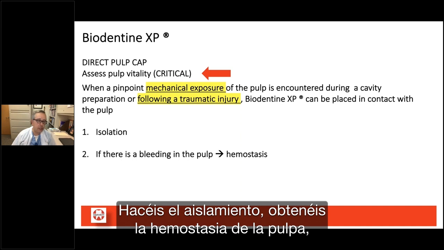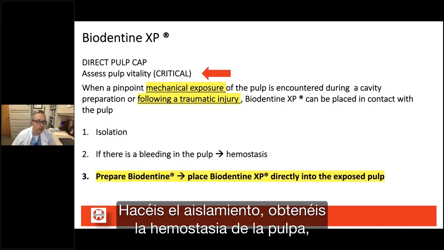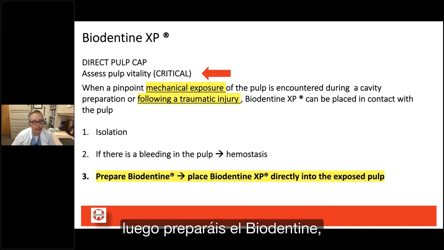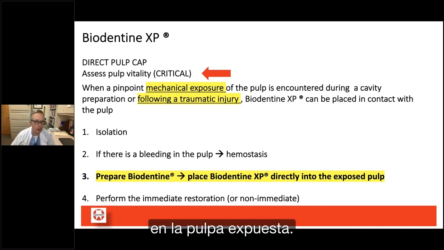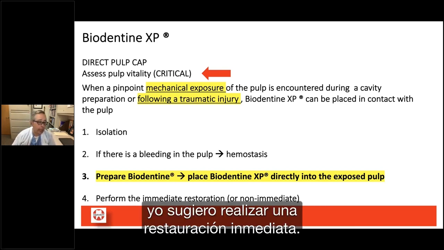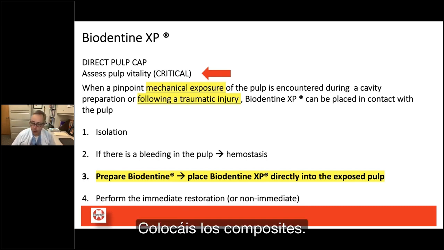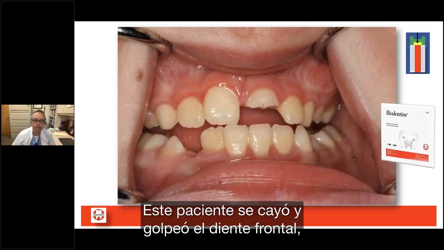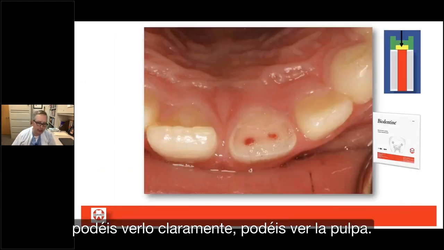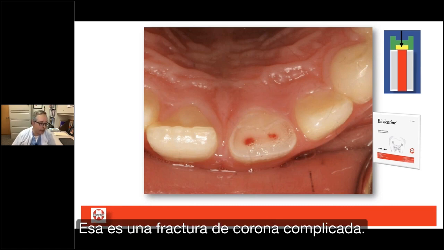You do the isolation, you get your hemostasis of the pulp, then you prepare the Biodentine, and then you place Biodentine XP directly into the exposed pulp. And then I suggest to perform an immediate restoration. So you place your composite. And I have one example here. This patient came here, hit that front tooth, you can see it. That's clearly, you can see the pulp. So that's a complicated crown fracture.